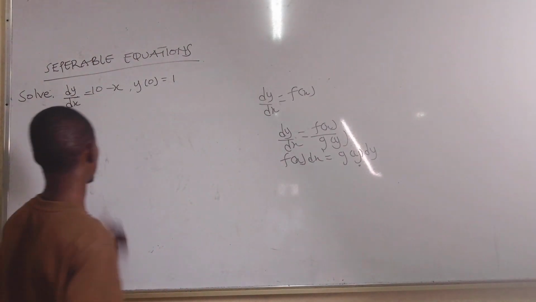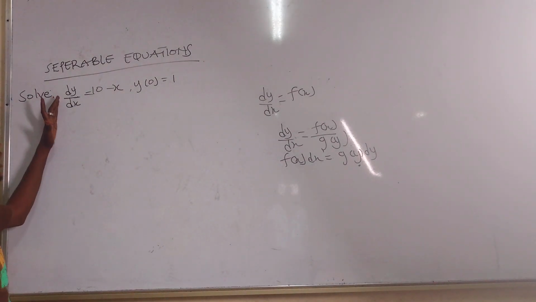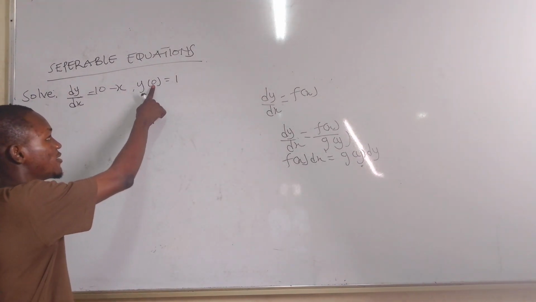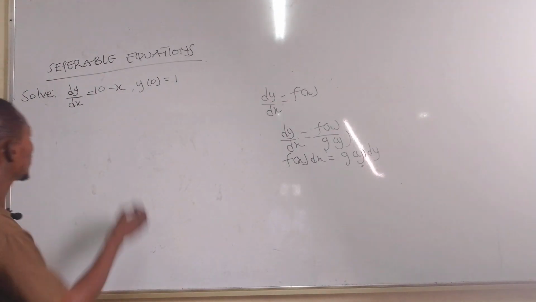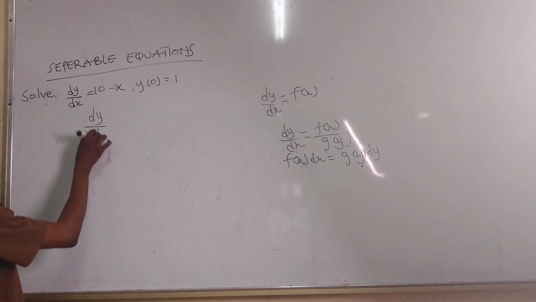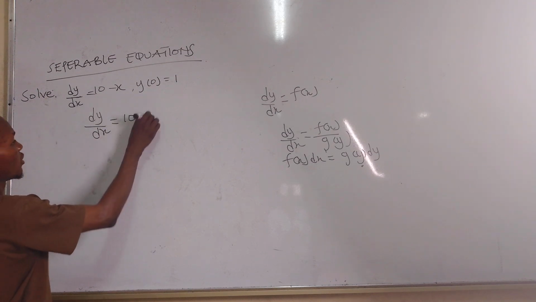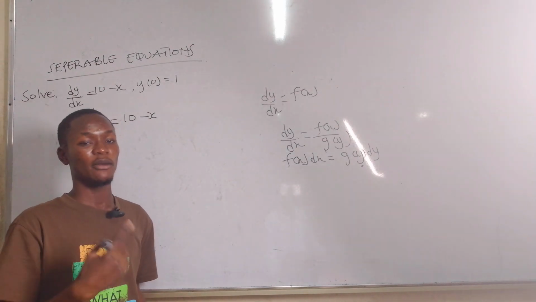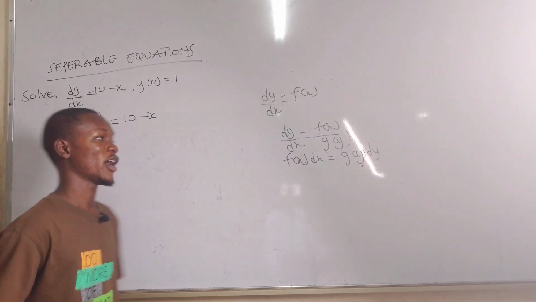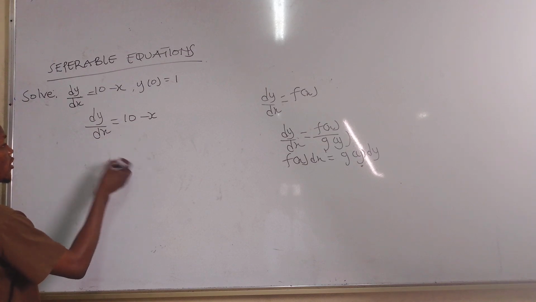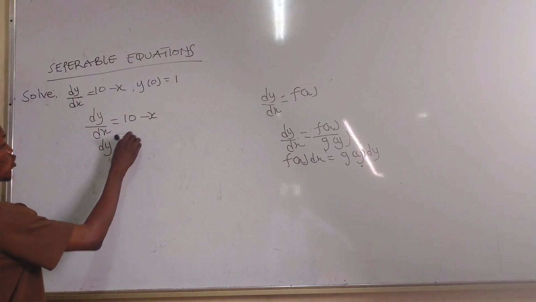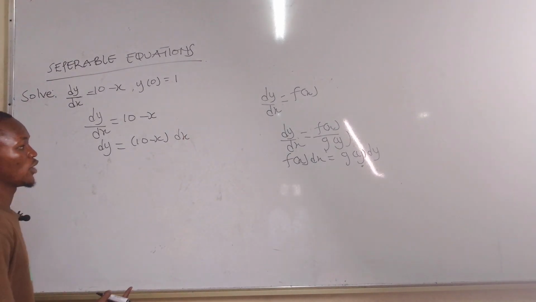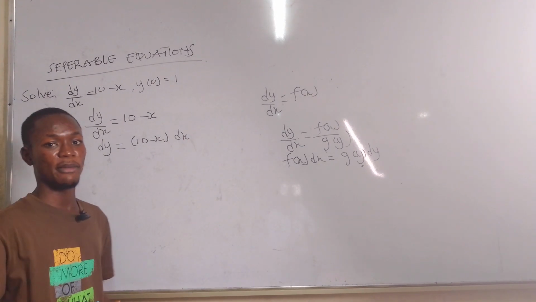Now let's take this simple question. We have to solve dy/dx equal to 10 minus x, given that when x is equal to 0, y is equal to 1. Now as I mentioned, we first have to cross multiply and then proceed to find the value of y. So when you cross multiply, we have dy equal to (10 minus x) dx. How do you find the value of y? We need to integrate both sides, as I mentioned.